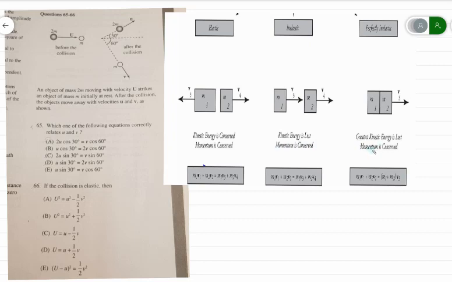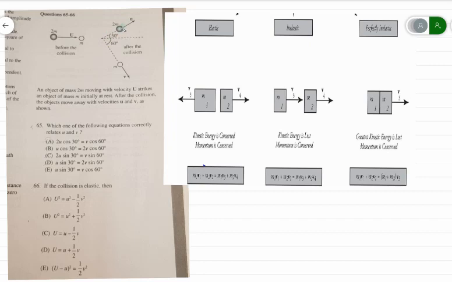So the only thing you can do is this. Like the first question, where it doesn't mention anything, it can be any of these cases, but it's okay because in any of these three cases, the momentum is conserved. So we're going to use this. Look at this.